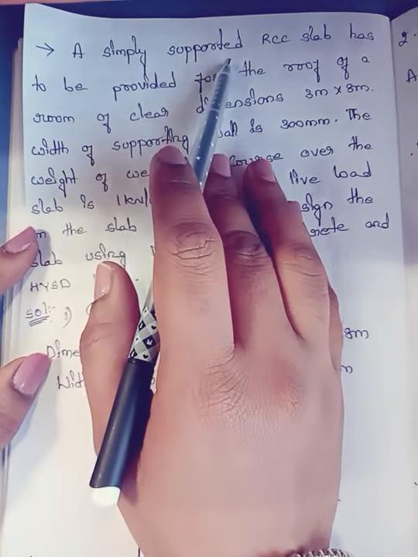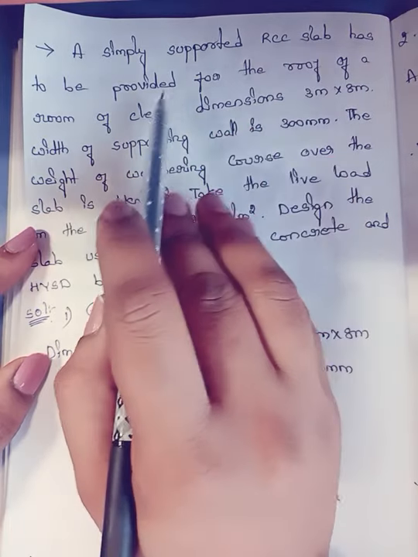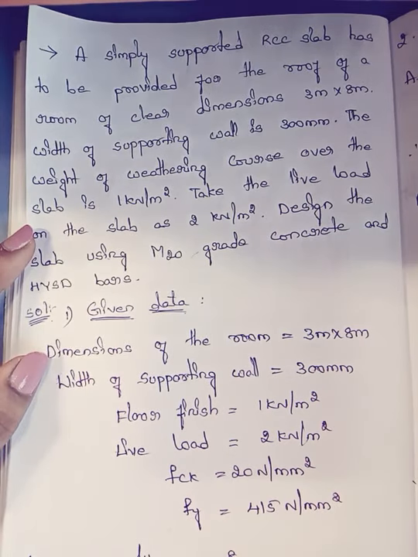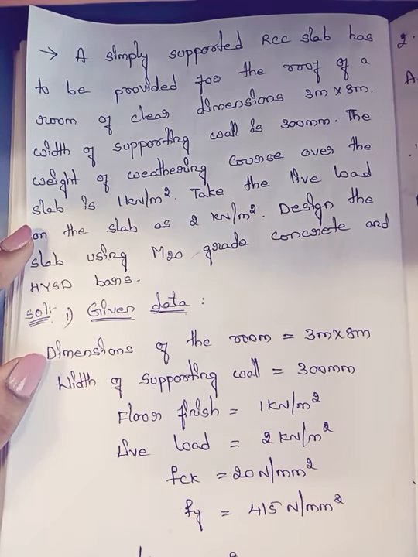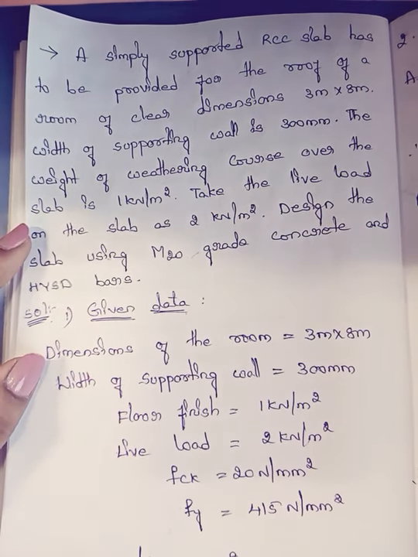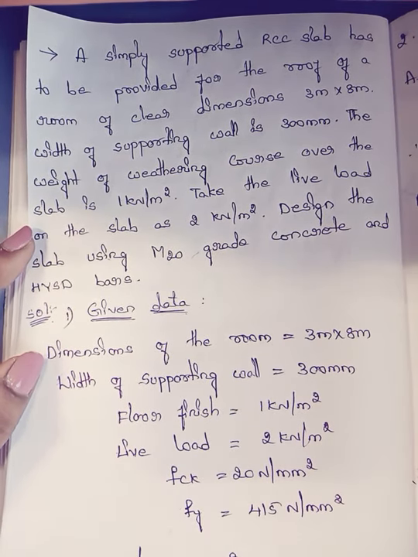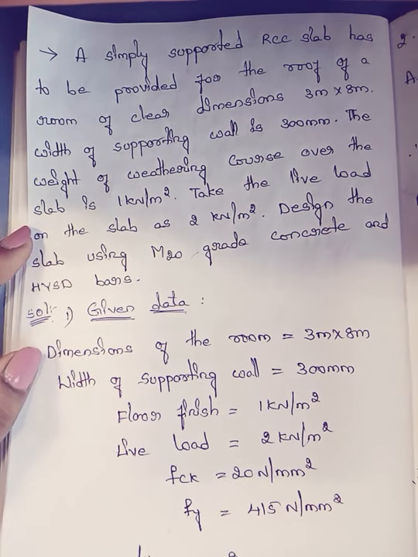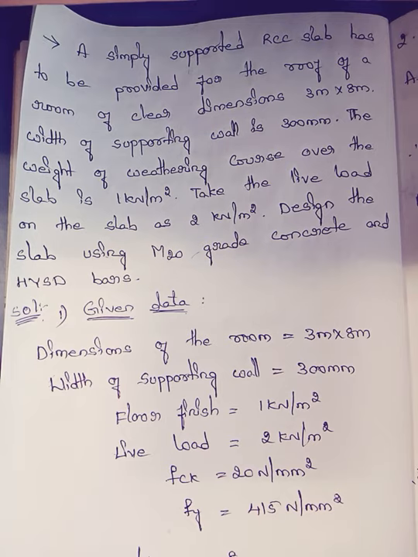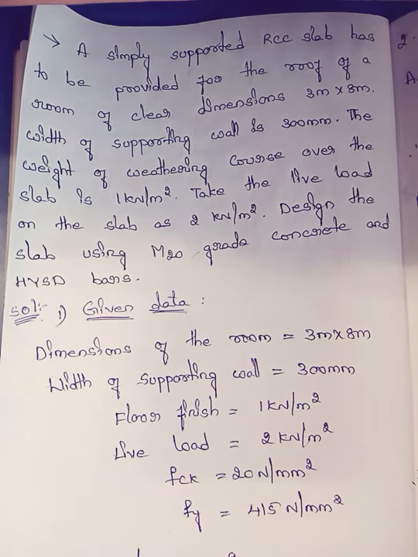A simply supported RCC slab has to be provided for the roof of a room of clear dimensions 3 meters by 8 meters. Width of supporting wall is 300 mm. The weathering course over the slab is 1 kilonewton per meter square. Take the live load on the slab as 2 kilonewton per meter square. Design the slab using M20 grade concrete and HYSD bars. So we need to completely design a one-way slab based on this given data.